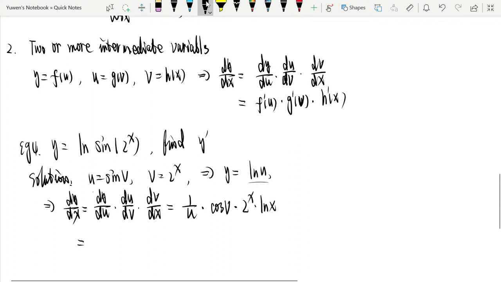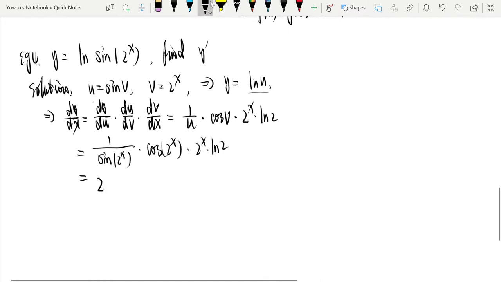Then we insert back. U is actually sine v, sine v is sine 2 to the x. Cosine v is cosine 2 to the x. And then times 2 to the x log 2. So it equals 2 to the x times log 2 times cotangent 2 to the x. That is for two or more intermediate variables.